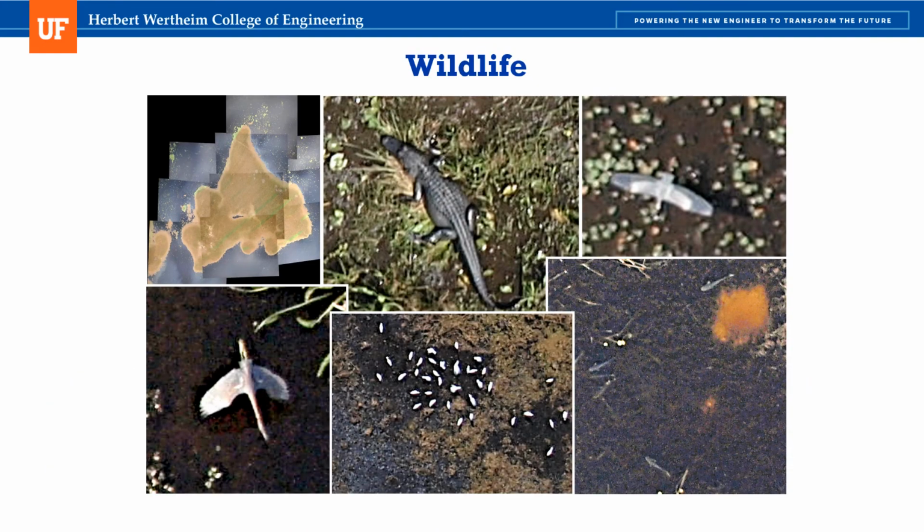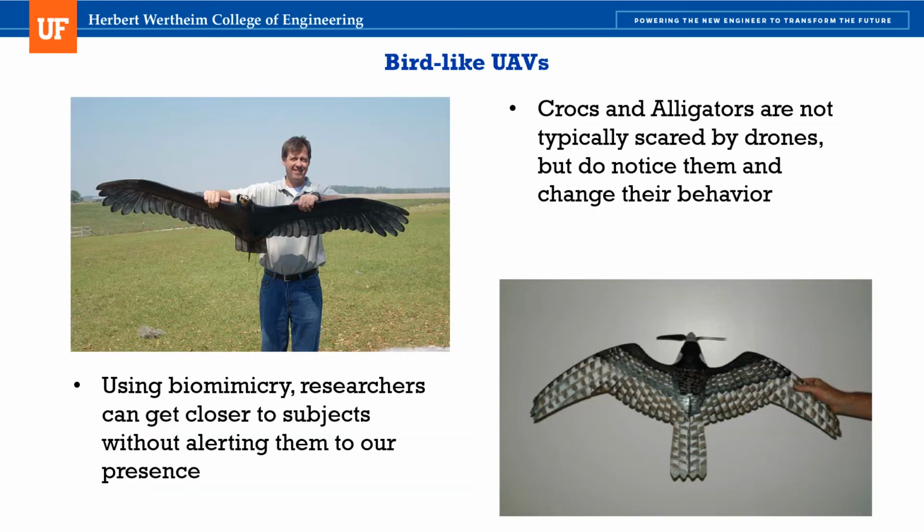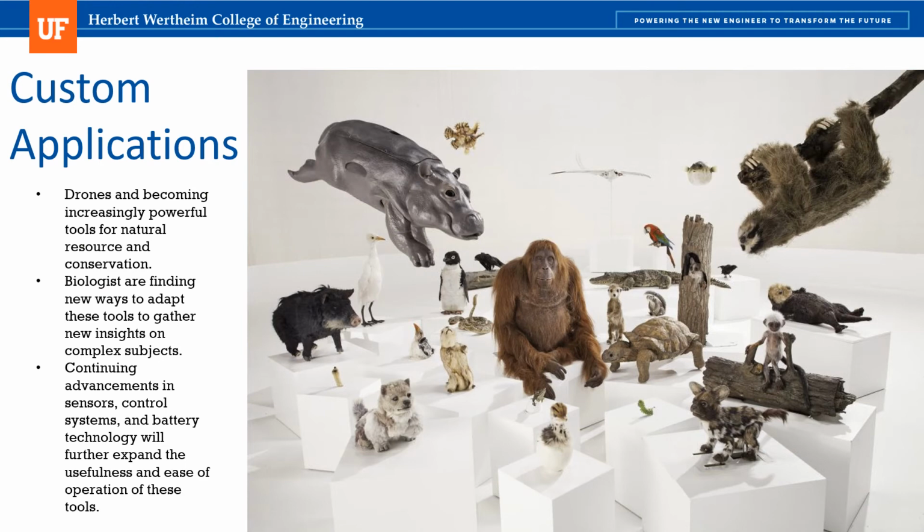Here are some close-ups of some wildlife we could see in that image. We could see some birds, alligators, and even fish species surrounding the bird colony. Crocs and alligators are traditionally not scared by drones. However, they do notice them and change their behavior patterns. By using biomimicry, we could get closer to subjects without alerting them to our presence.